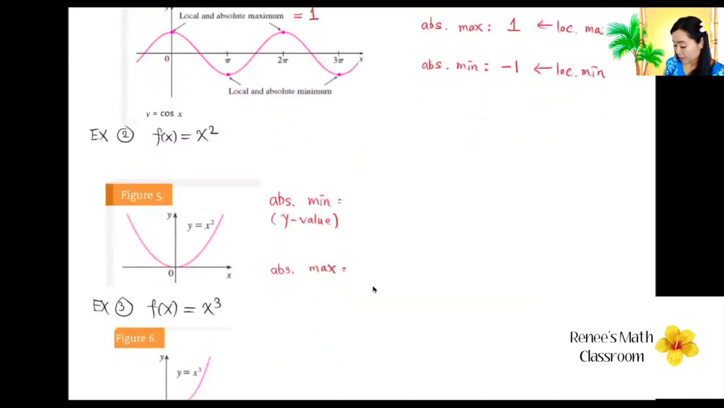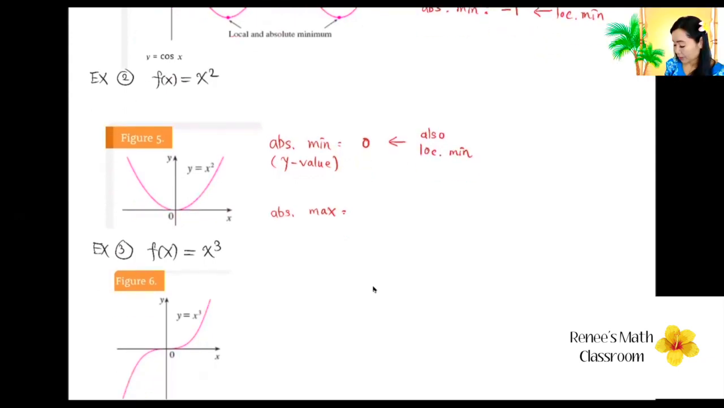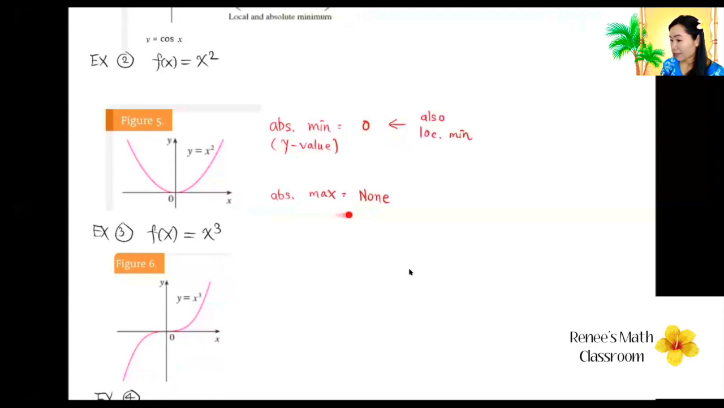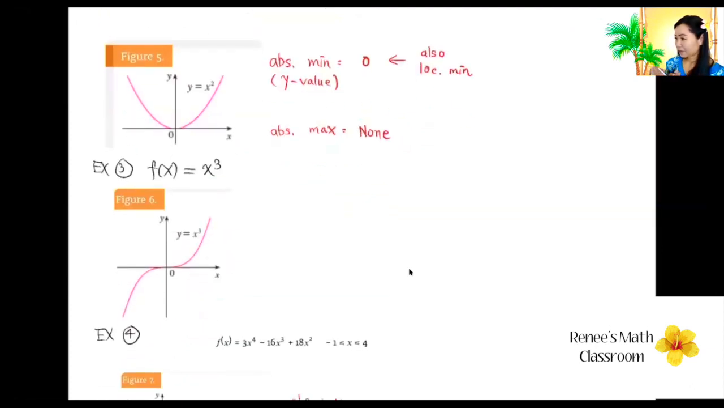Next one, this function, x squared. What's the absolute min? 0. You got it. Is it also a local min? Yes. What about the absolute maximum? There's none. We can say infinity, but infinity is not a real number. To be a maximum or minimum, it has to be a real number. So there's no absolute maximum over here, and it keeps on going without boundary.